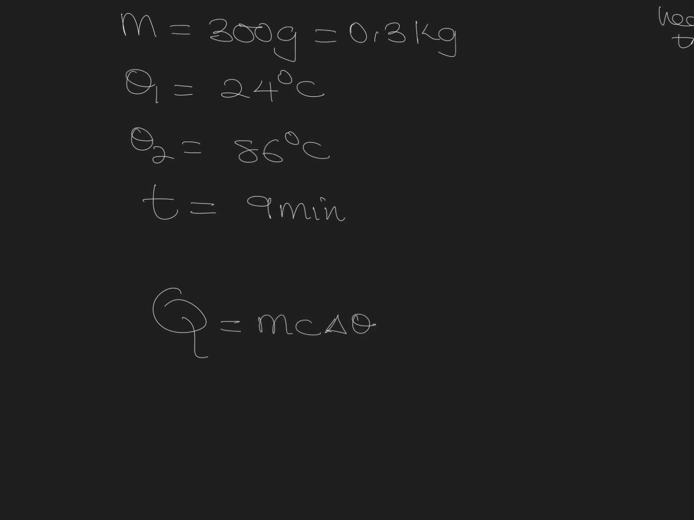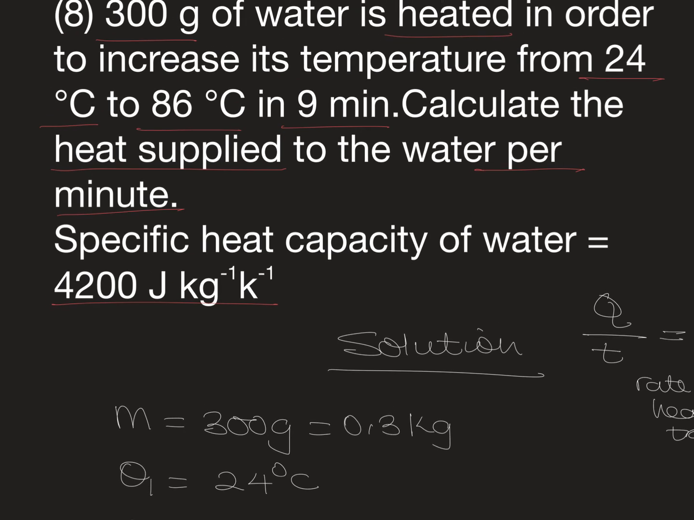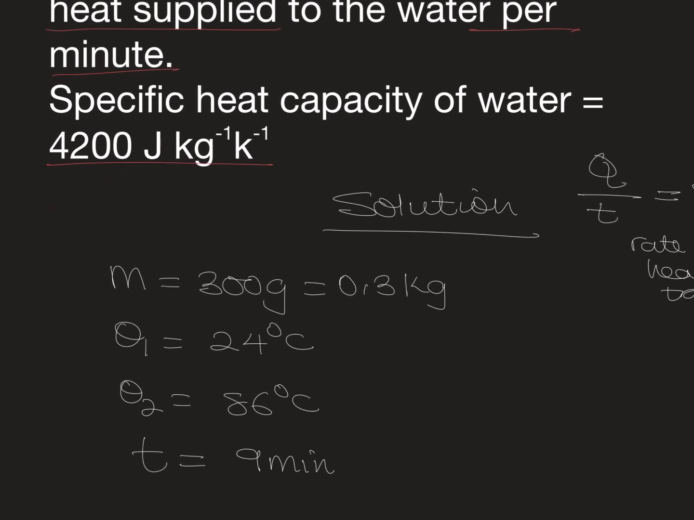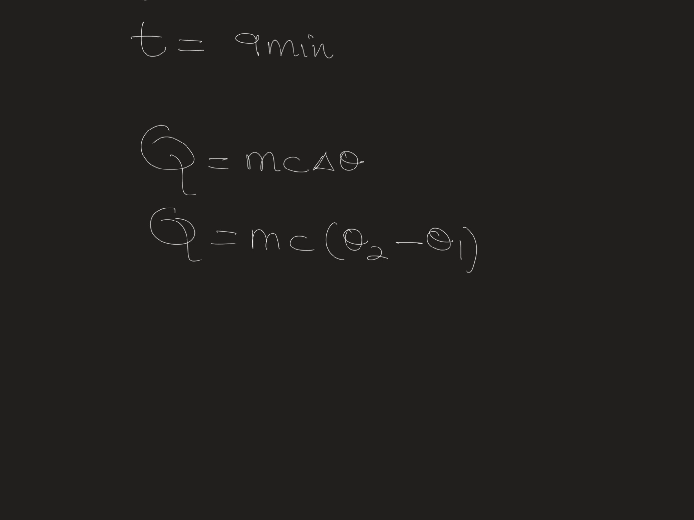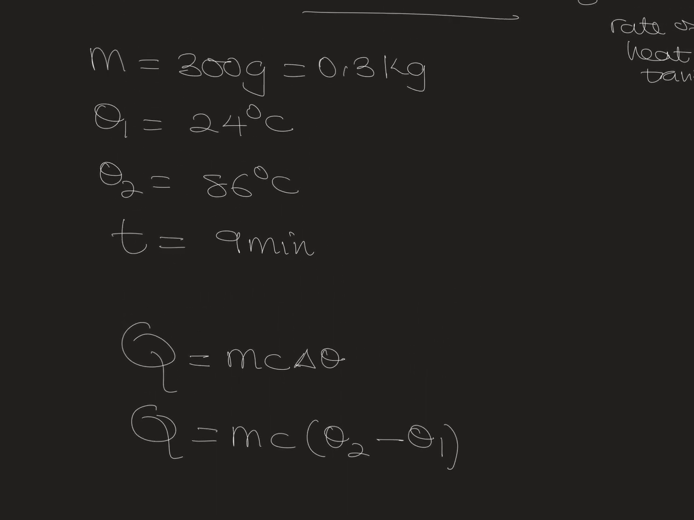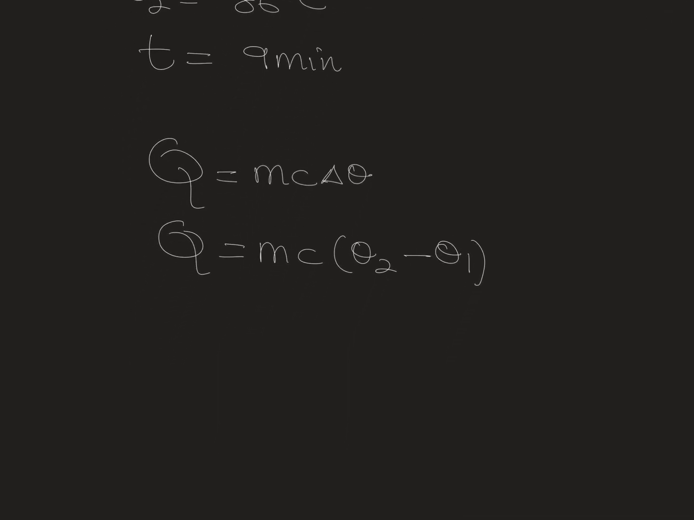That is, the quantity of heat is equal to the mass of the substance times the specific heat capacity of the substance times the change in temperature. So Q will be mc into theta 2 minus theta 1. Okay, we are dealing with a heating process because temperature is increased from 24 degrees to 86 degrees Celsius.